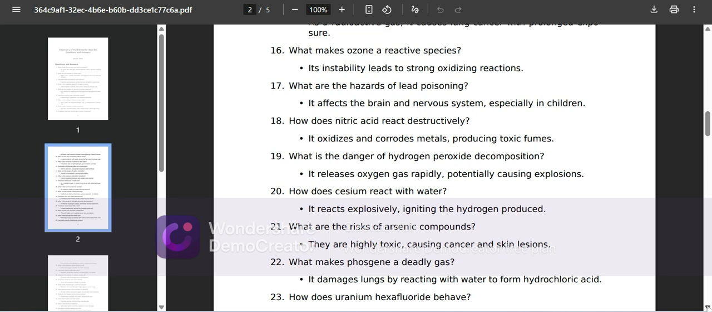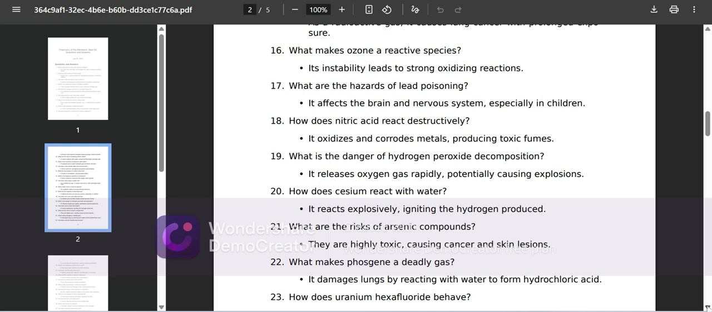What is the danger of hydrogen peroxide decomposition? It releases oxygen gas rapidly, potentially causing explosion. How does helium react with water? It reacts explosively, igniting the hydrogen produced.